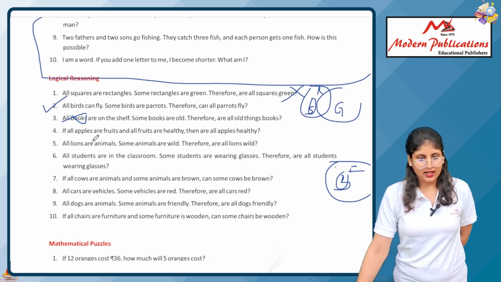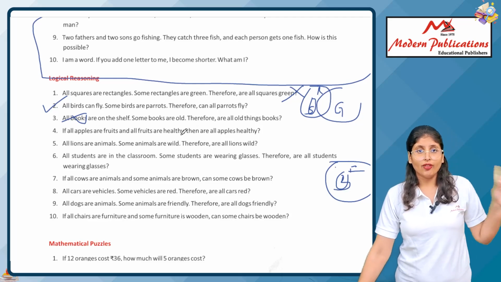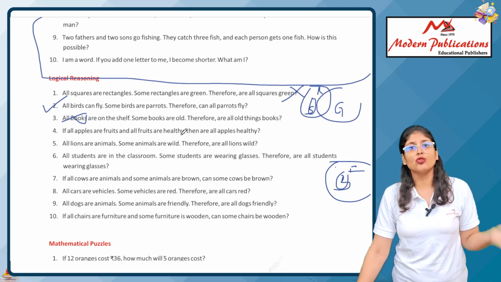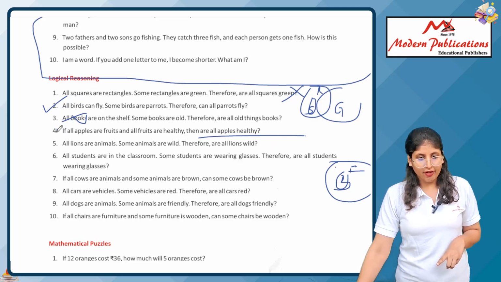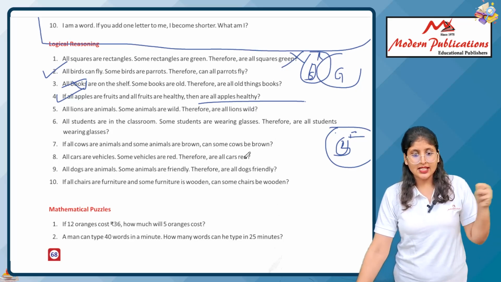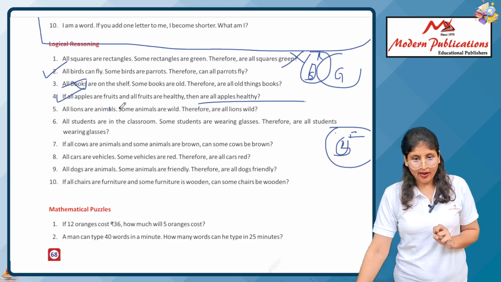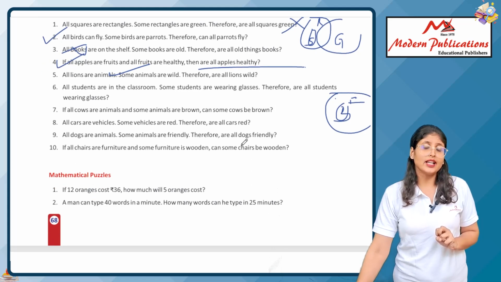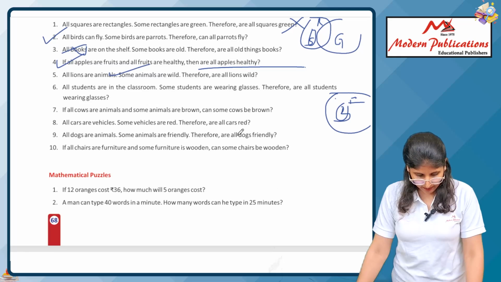Okay. Next, if all apples are fruits and all fruits are healthy, then all apples are healthy? Of course, yes. Okay, next, all lions are animals. Some animals are wild. Therefore, lions are also wild. Yes, a lion is a wild animal. Next, my dear learners.